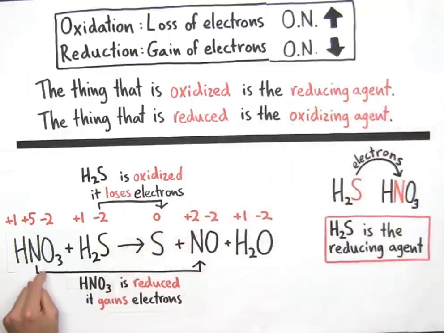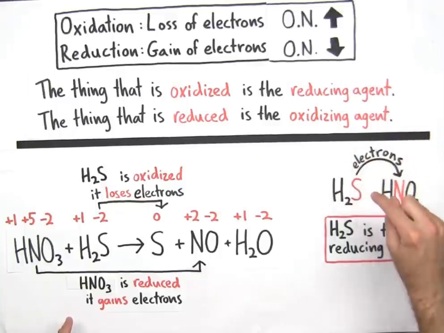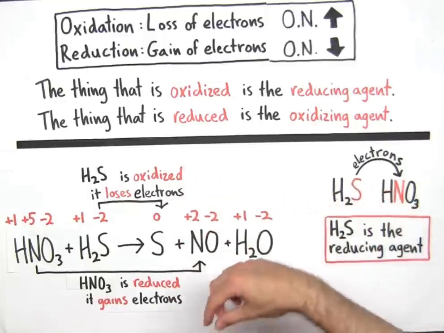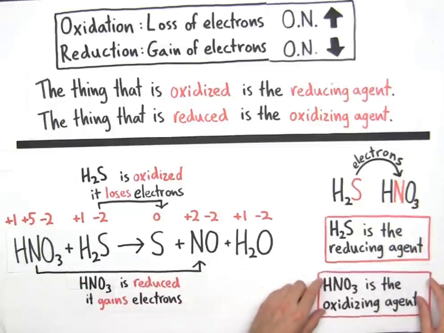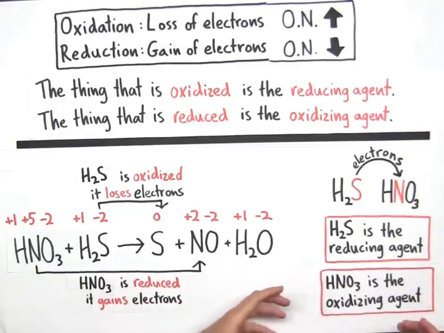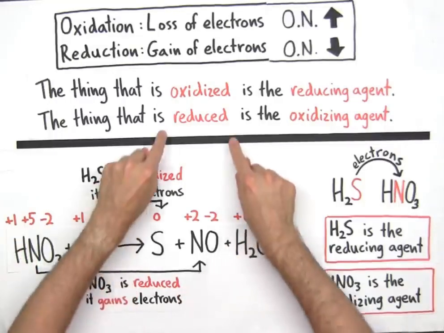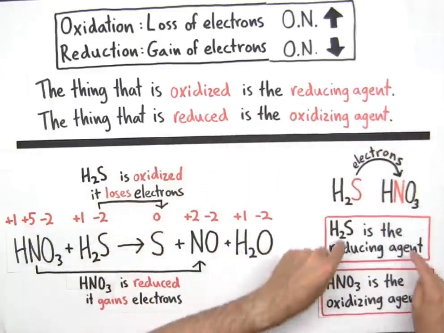And then over here, HNO3 is reduced. It's taking electrons from H2S, which allows H2S to become oxidized. It allows it to lose those electrons. So that means that HNO3 is making oxidation happen. So HNO3 is the oxidizing agent. And we can look at this rule up here, that the thing that is reduced, HNO3 is reduced, is the oxidizing agent.